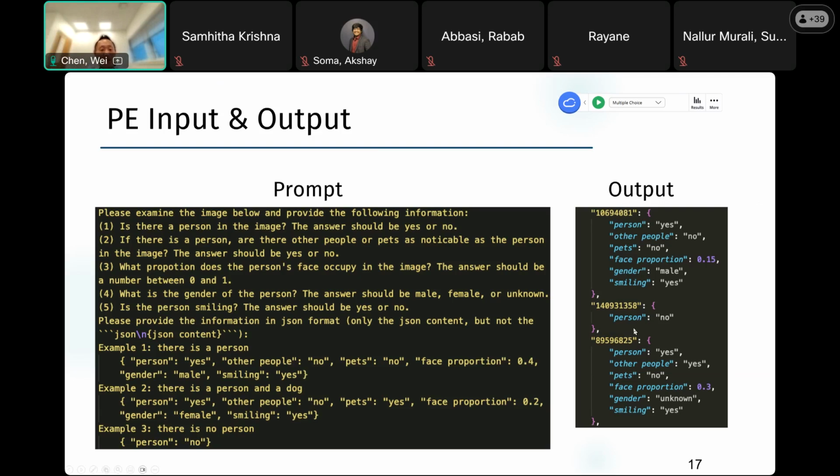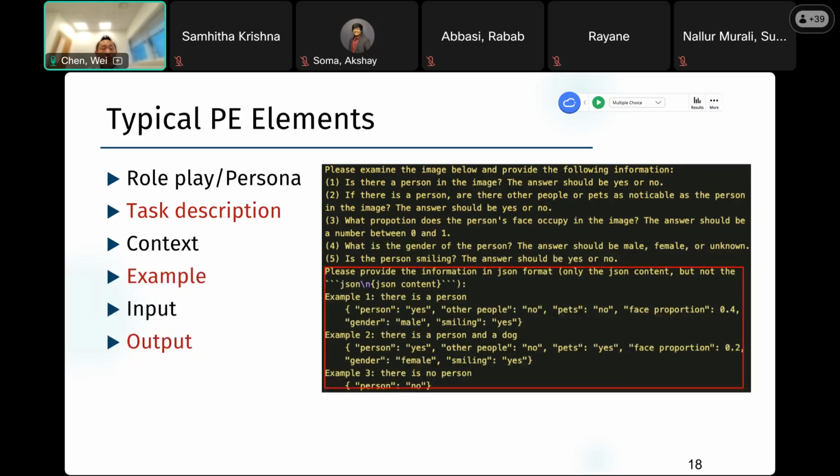It was mostly successful. But let's look at some of the elements here. So the typical prompt engineering elements here, I classified a little bit differently from the video that we have watched. So the role play or persona, the task description, the context, the example, the input, and the output.